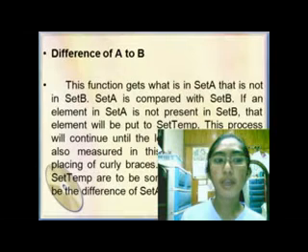Difference of A and B. The function gets what is in set A that is not in set B. Set A is compared with set B. If an element in set A is not present in set B, that element will be put to set temp. This process will continue until the loop ends. Lengths are also measured in this part for the proper placing of curly braces. Then the elements in set temp are sorted and the output will be the difference of set A minus set B.